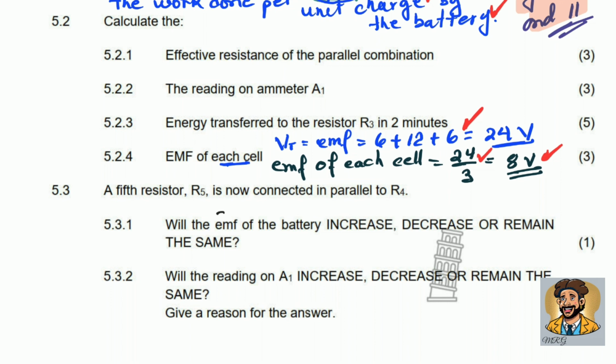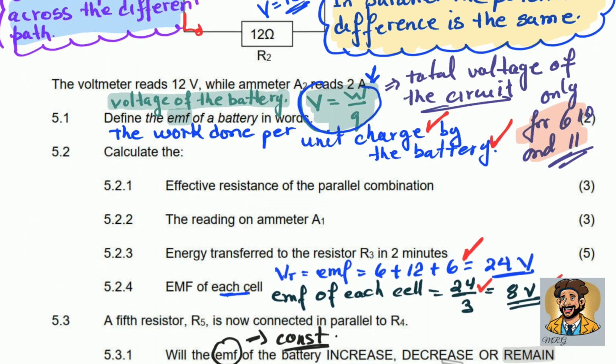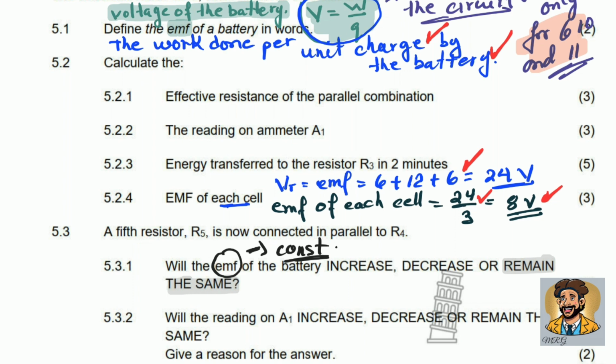Note, the EMF of the battery is constant. You cannot change the EMF of a battery. When you buy a battery at the shop, it already comes with a certain voltage. You cannot increase it. If you want to increase it, you have to get a new battery. So EMF is constant. In other words, it will remain the same all the time. It doesn't matter what happens to the circuit. The EMF will always stay the same, in this case 24 volts.